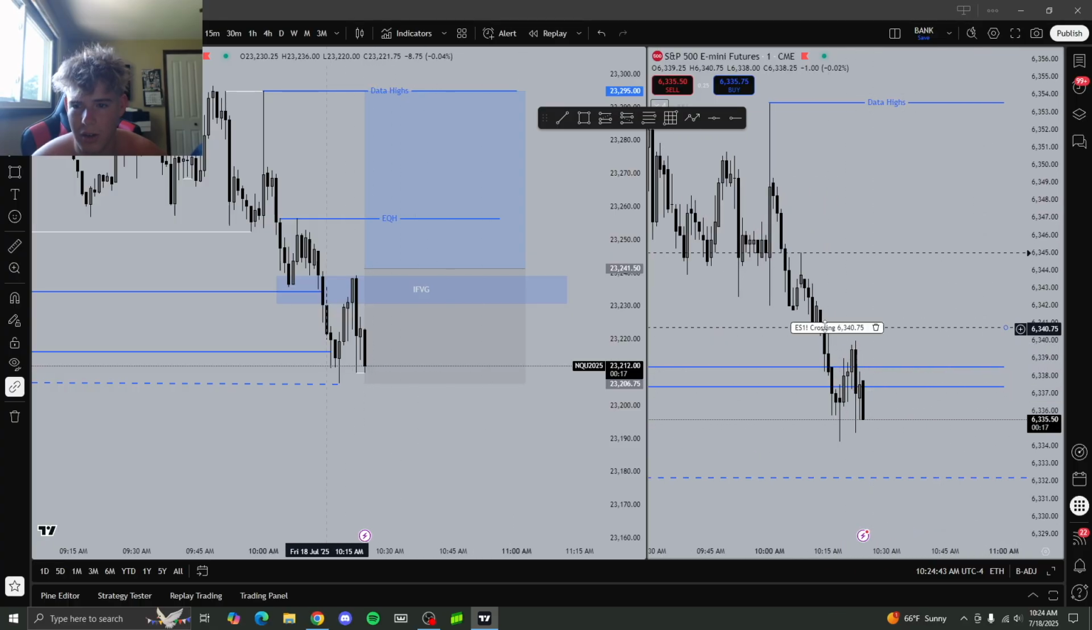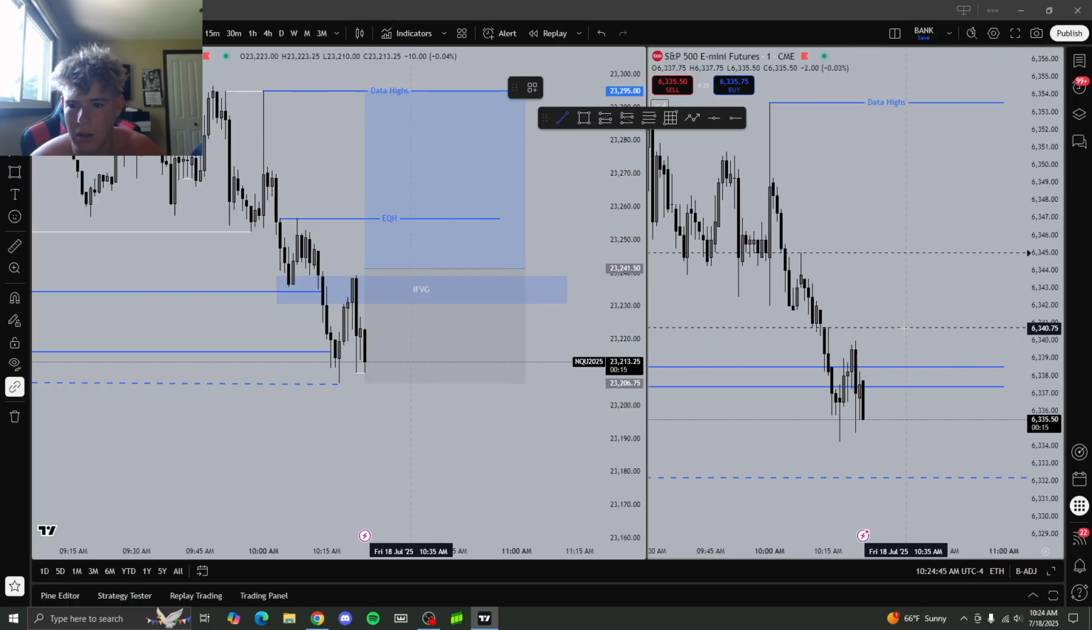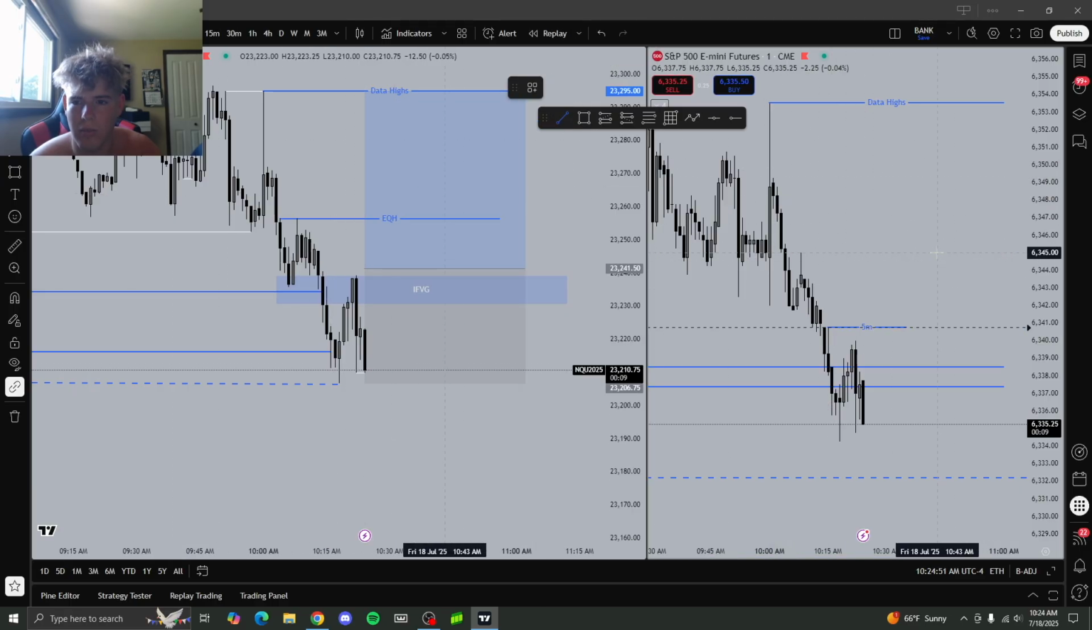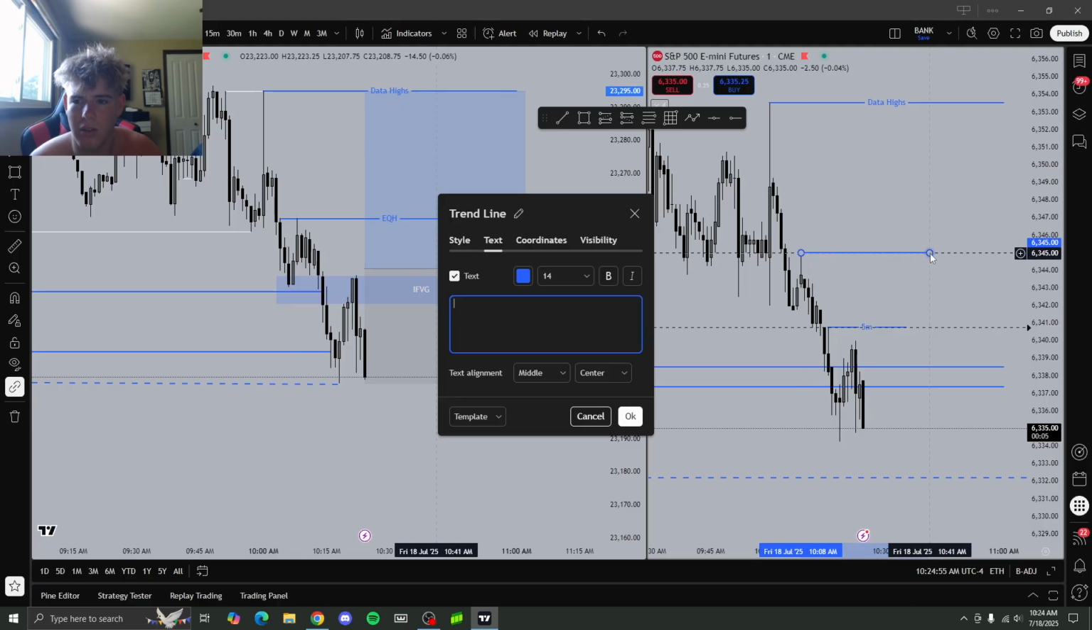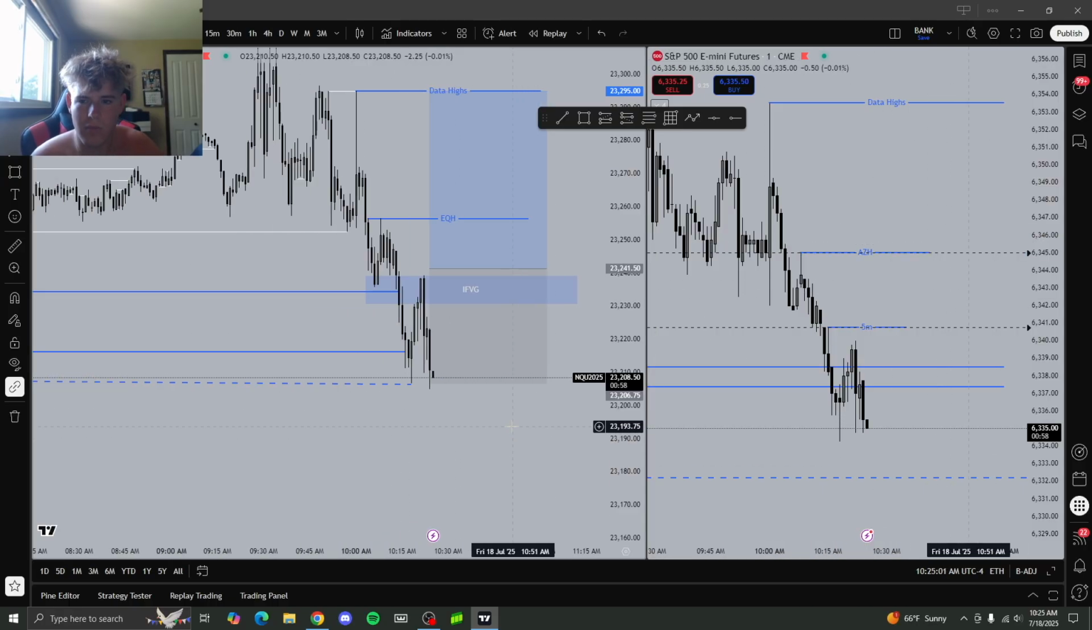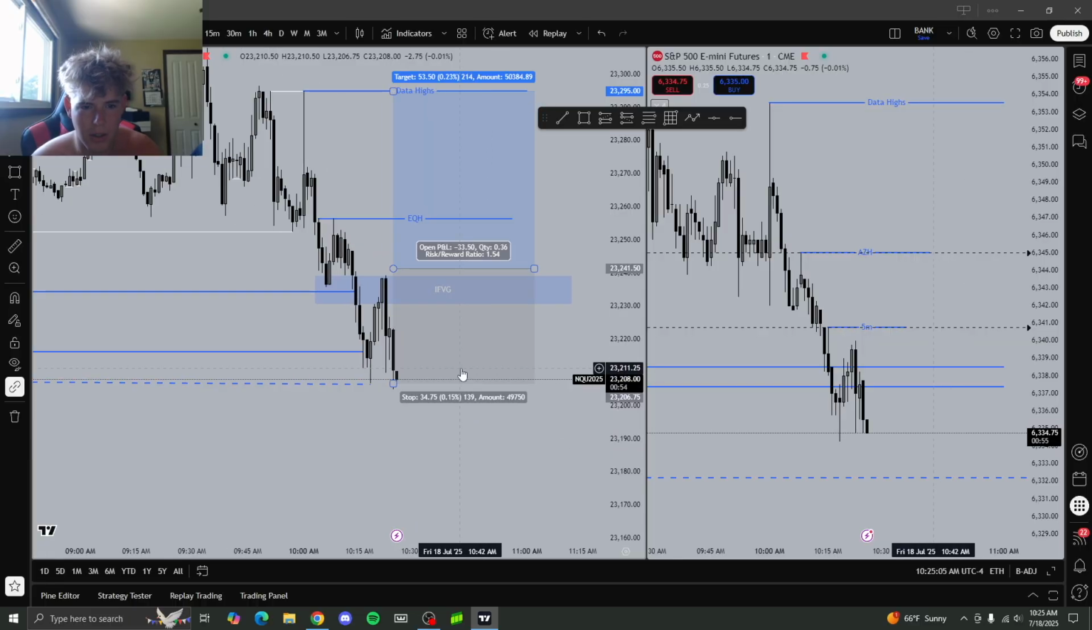We got some generation of liquidity here. So that's the 5 minute we'll just mark out. I'll just mark this as accumulation zone high. Let me turn this off. So we did get an internal low sweep.